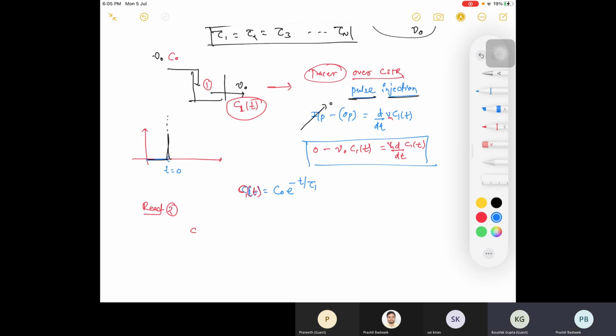Okay, sir, understood. It is at an instant. So you will not get... your inlet will be 0, right? Your inlet will be 0. There is no continuous inlet. You can watch previous class videos, right?